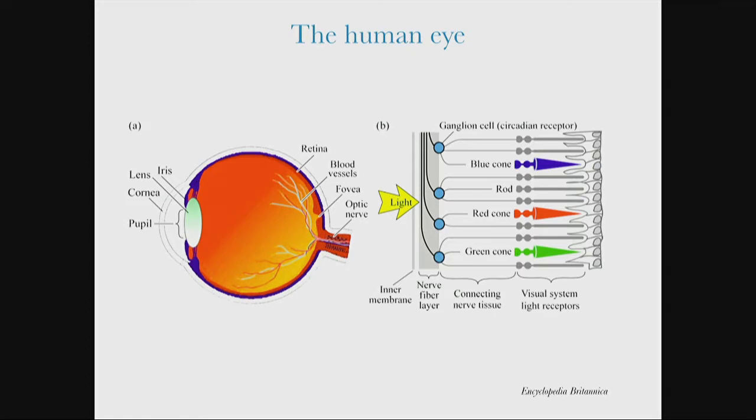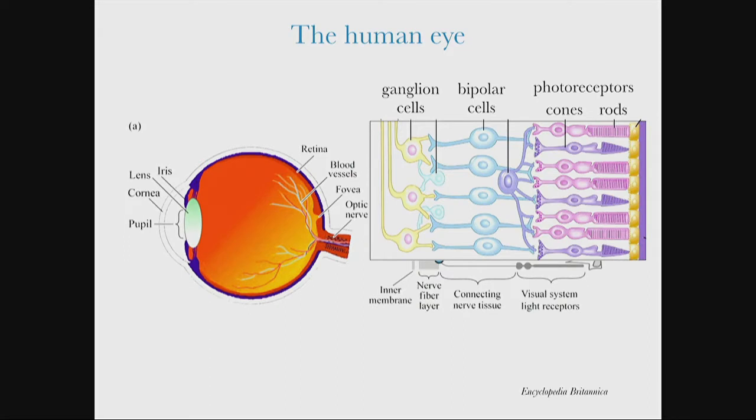It's important to know that this is really a neural network, and a lot of processing already happens at that level. But it's already interesting to see what happens even at the level of photoreceptors. Yeah, so this is a blow up. You see the rods and the cones. Then you see this intermediate layer of bipolar cells, and then the ganglion cells.